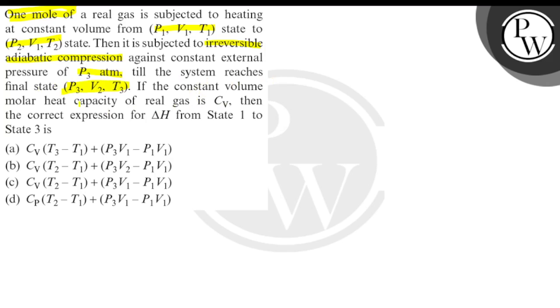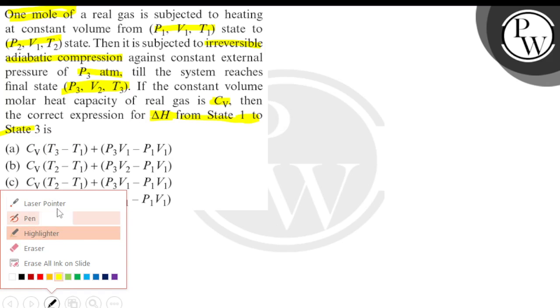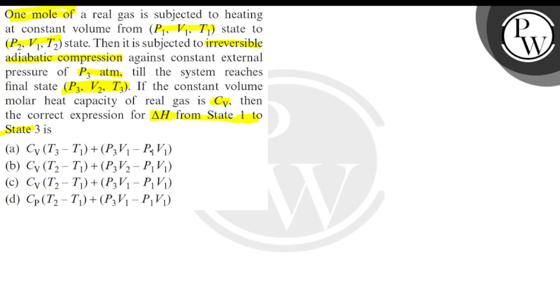If the constant volume molar heat capacity of the real gas is Cv, then what is the expression for delta H for state 1 to state 3? The options are: Cv (T3 minus T1) plus P3 V1 minus P1 V1; Cv (T2 minus T1) plus P3 V2 minus P1 V1. Accordingly, different options are given. So we have to look at what the question says.